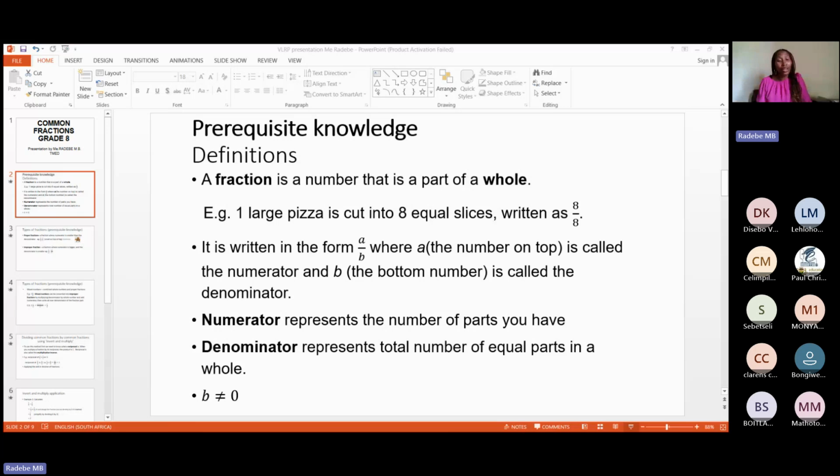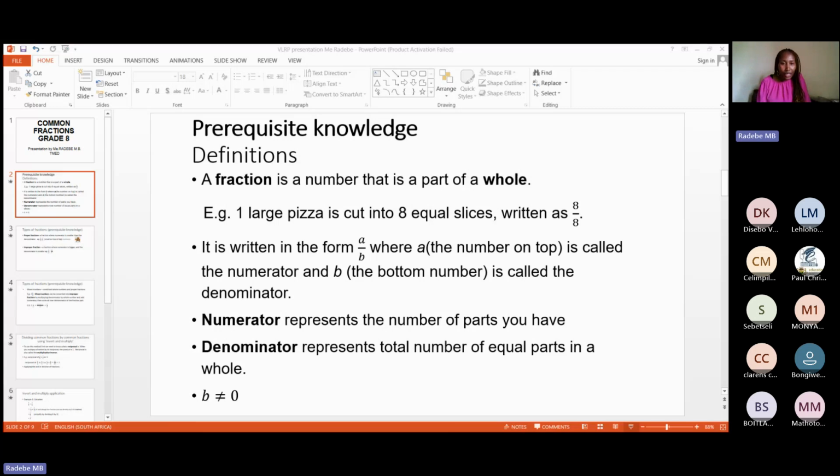It is also important for learners to know that the numerator represents the part that one has. In other words, if out of the 8 slices you eat maybe 2 of the 8 slices, you shall have eaten 2 of the 8 parts, which is what the numerator represents. And then the denominator represents the total number of equal parts in a whole. So here in our example of a pizza, we are working out of 8 slices. So the denominator in this case would be 8.